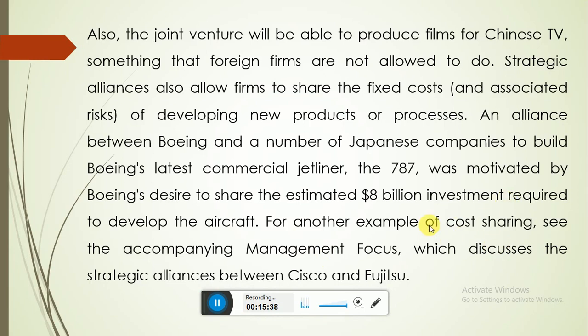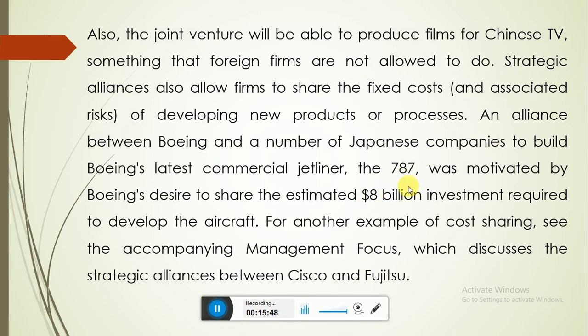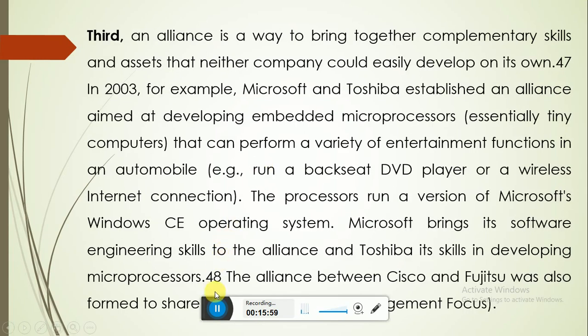I didn't want you to go through it, it's a big lengthy case study which discusses the strategic alliance between Cisco and Fuji. So you see that 8 billion investment. If they come together with a Japanese firm, it might be 4 billion, so it reduced their fixed cost. So that's an example.